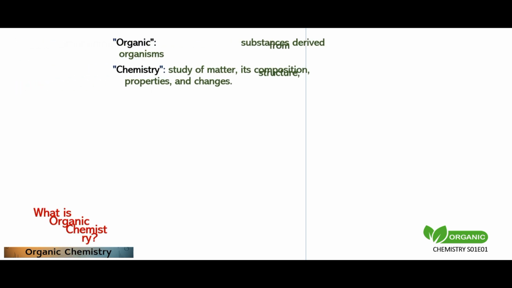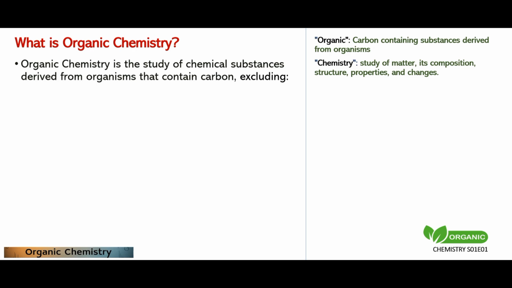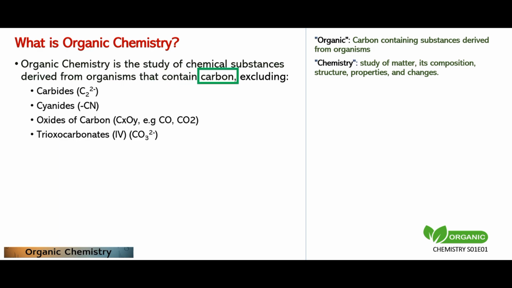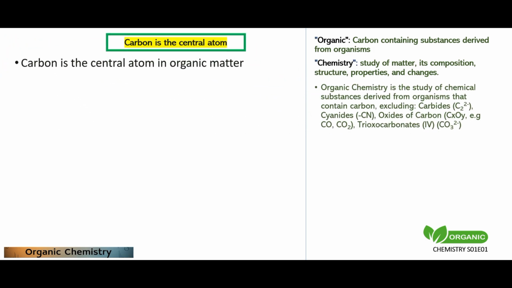Knowing the meaning of organic and chemistry, we now define organic chemistry as a branch of chemistry which studies chemical substances derived from organisms which contain carbon, apart from the following carbon compounds: carbides, cyanides, oxides of carbon, and trioxocarbonate(IV). If you look at the definition, you will see that all organic matter contains carbon element. So, the center atom is carbon. Then, we have to look into the carbon atom.